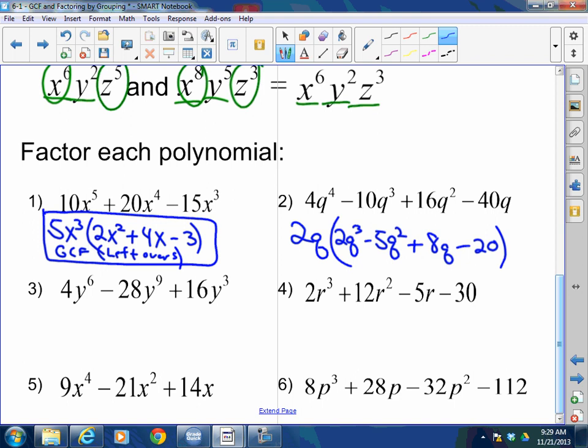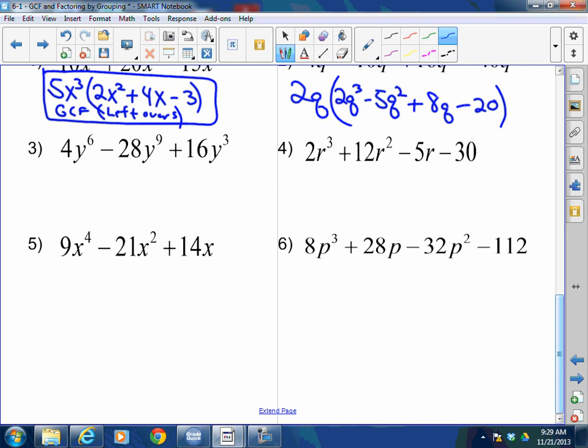That makes sense, boys. I'm giving you a lot of examples here. Why? Not because I want to be mean, but because I want you to get used to recognizing when there's a GCF. I'm telling you, as we go further and further along, it's going to be really useful for you to be able to identify that GCF.